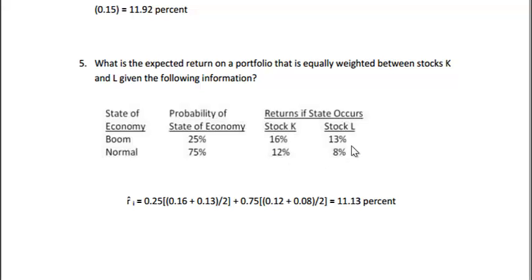Okay, and then we could look at stock L and say 75% times 8, 25% times 13. The expected return here is going to be 9.25%. Since we're equally weighted between the 2, we can take an equally weighted portfolio between 9.25% and 13%, and that should also give us 11.125. Either solution is correct.